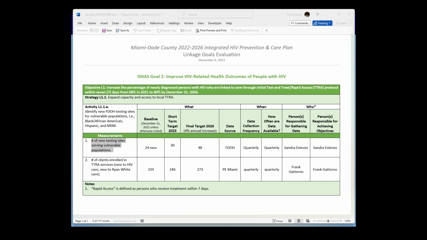Yeah, and we might end up doing it that way, but these are all things, correct me if I'm wrong, anyone, that we want to measure. We want to know how many people were enrolled in TTRA, and we want to know how many testing sites.